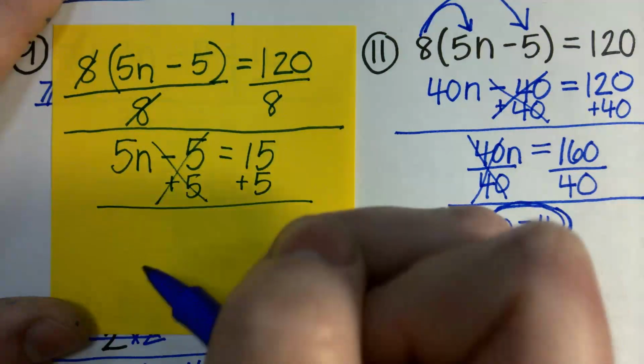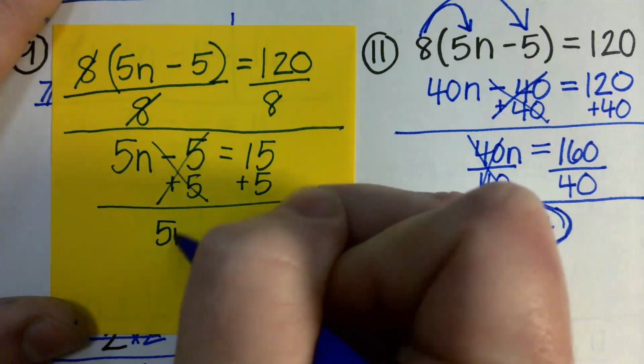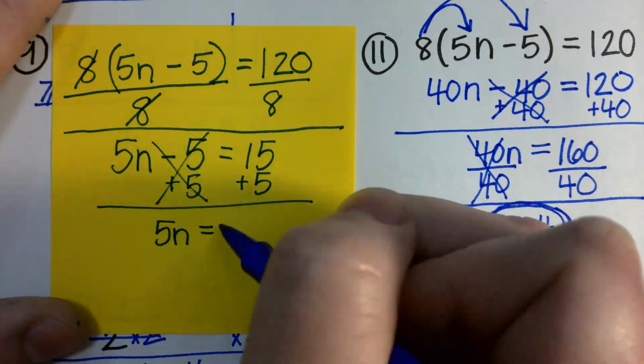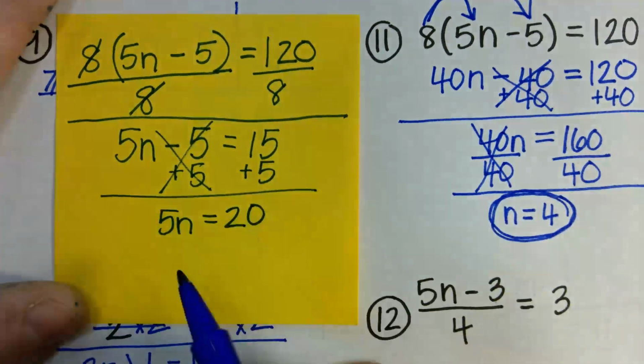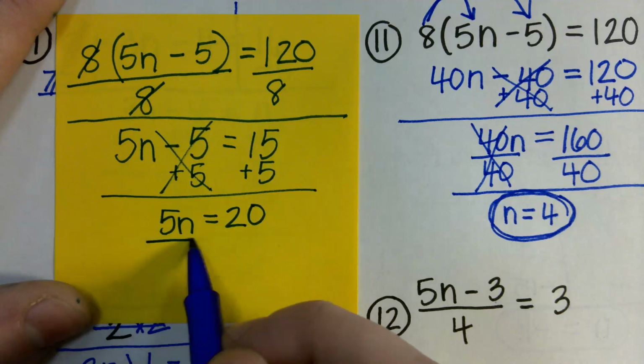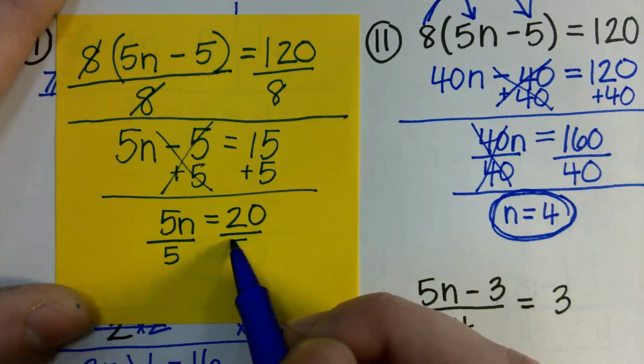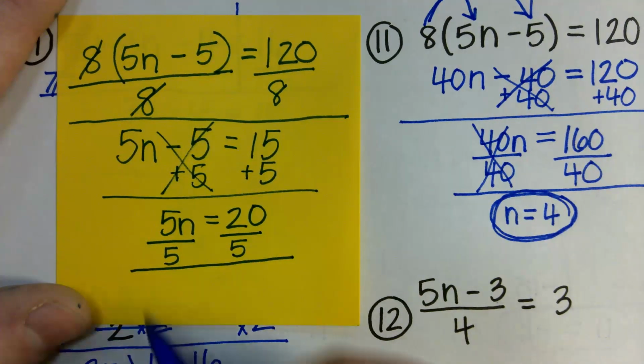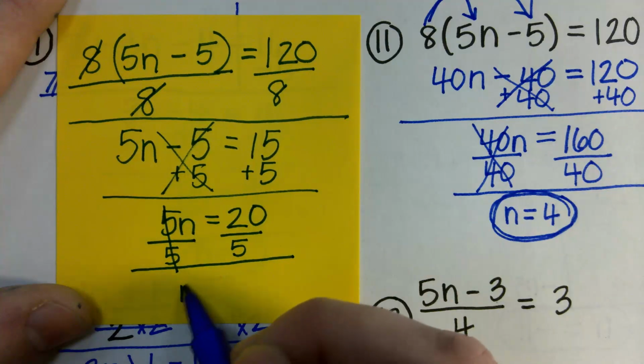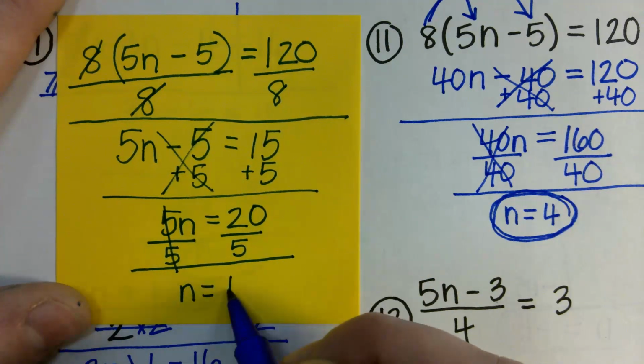Then we have what left? 5n equals 20. Good. 5n equals 20. And what's our last step? Divide by 5 on both sides. Get the same n equals... Yep, exactly. 20 divided by 5 is 4.